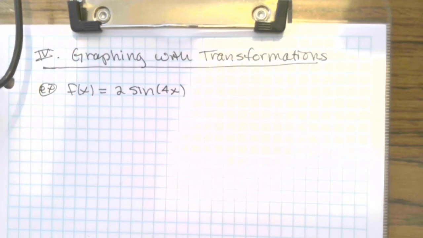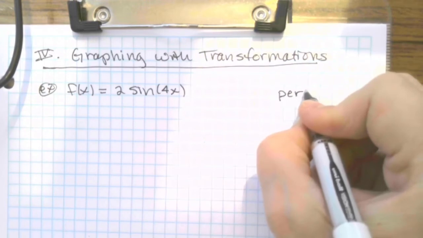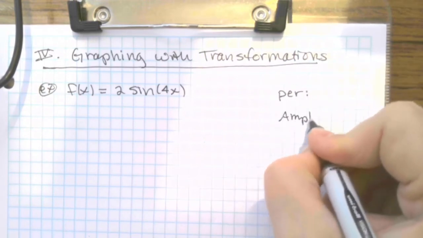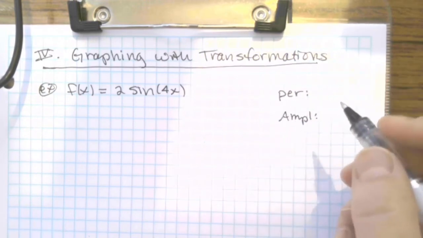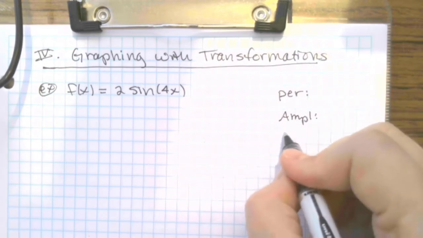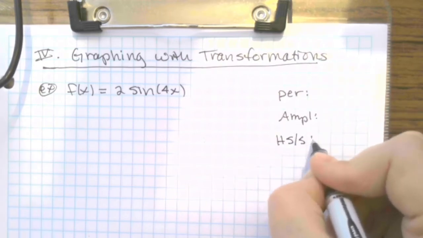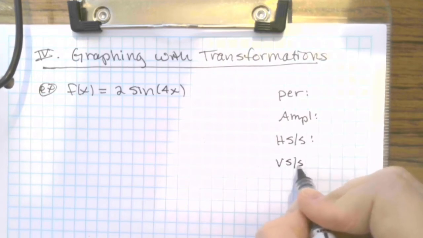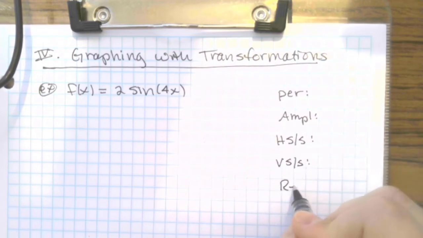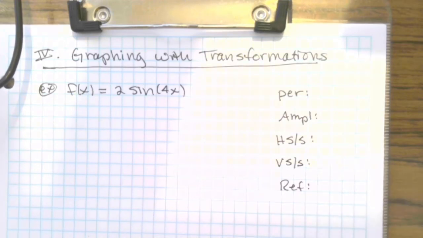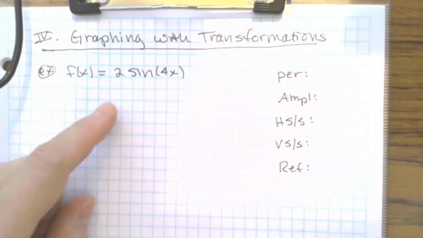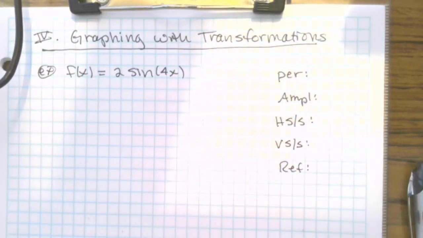Now, like before, you might want to have a laundry list. We need to know the period. We need to know the amplitude. We need to know any shrinks or stretches. So horizontal, shrink or stretch, vertical, shrink or stretch, and possibly a reflection if there is one. So what most people do is they use the formula and they determine this from the formula first before they even start to graph. That way they don't have to make an axis that's not labeled appropriately.